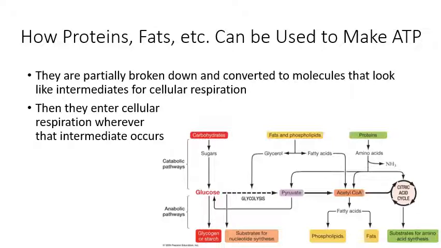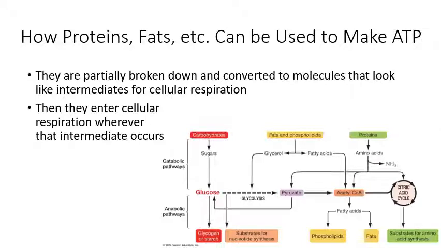Essentially, anytime a cell is going to use some other molecule, like a different sugar or a protein or a fat, as a source of energy for making ATP, first they need to modify that molecule so that it resembles some intermediate that is already existing in cellular respiration. So if you're doing glycolysis and you're converting glucose to pyruvate, that's like a 10-step process. So you're not converting glucose directly to pyruvate, but you're doing small changes to the glucose each time to make it look a little bit more like pyruvate until you get to pyruvate at the end.